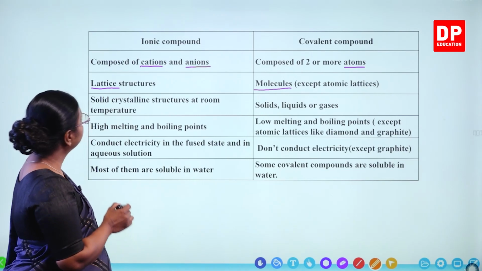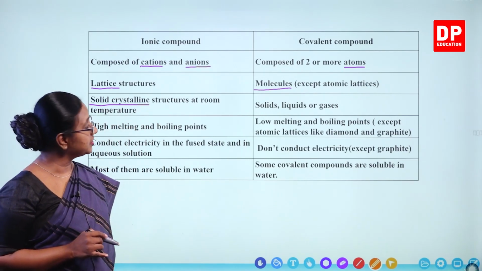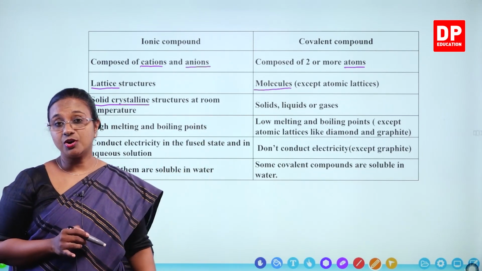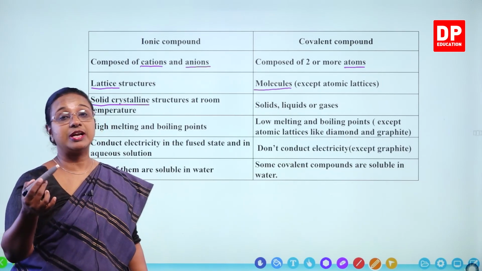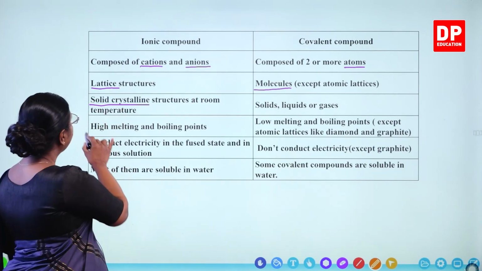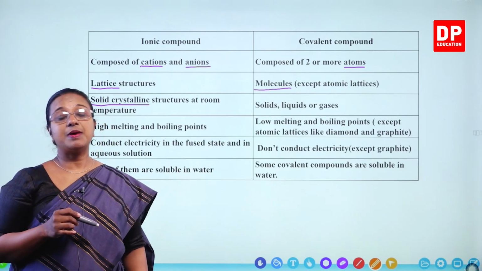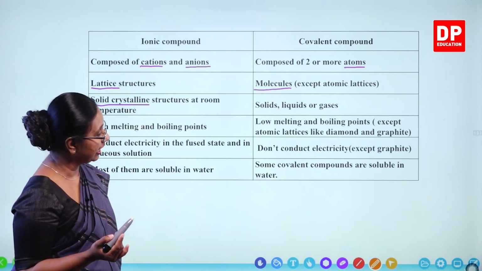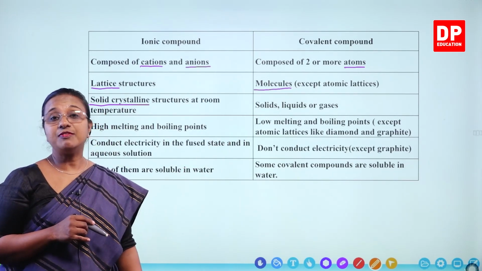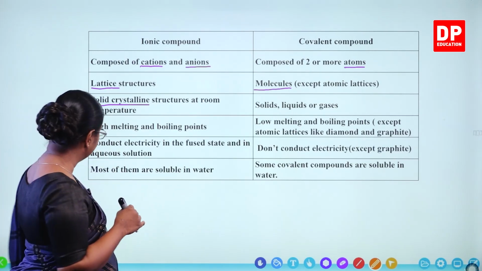Then, ionic compounds are solid crystalline structures at room temperature, whereas covalent compounds can be solids, liquids or gases, mainly liquids or gases at room temperature. And ionic compounds have high melting and boiling points, whereas covalent compounds have low melting and boiling points. Again, the exceptions, atomic lattices of diamond and graphite, have very high melting and boiling points.